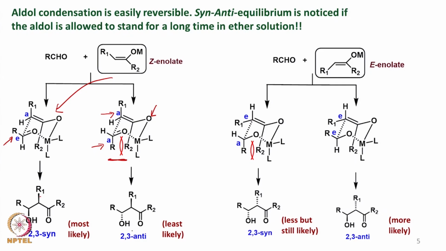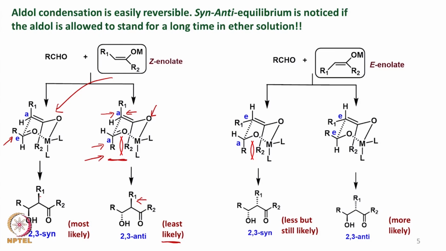And as you can now see, the R1 group is pointing up as in the previous case, but now if we turn around this R group so that it orients in this particular fashion, then of course the OH will come down and therefore this is the anti-orientation of the aldol product. Now, this is what we call the least likely, and that is because of the tremendous steric hindrance that the R and R2 groups and also the ligands on the metal are basically experiencing.